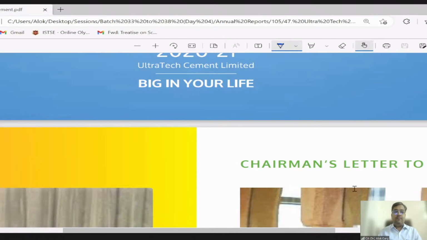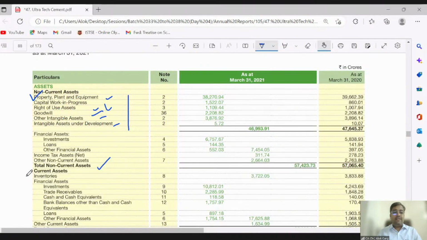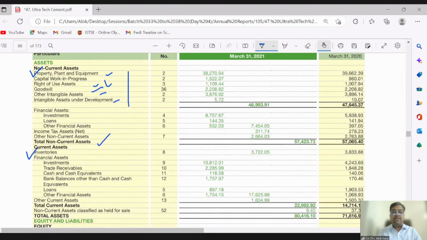Let's go to the balance sheet. And in the balance sheet, you can see on the asset side, it starts with non-current assets, and there are a lot of non-current assets: PPE, CWIP, right of use asset, goodwill, other intangible assets, intangible assets under development. These are the non-current assets, right? Then there are some more non-current assets. Then there is a total of non-current assets. Then there is another heading, which is current assets, right? Because in the balance sheet, assets and liabilities have to be bifurcated into current and non-current. Okay.